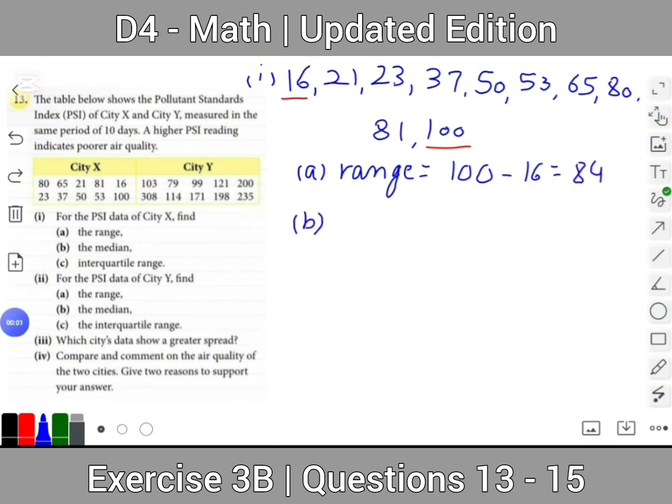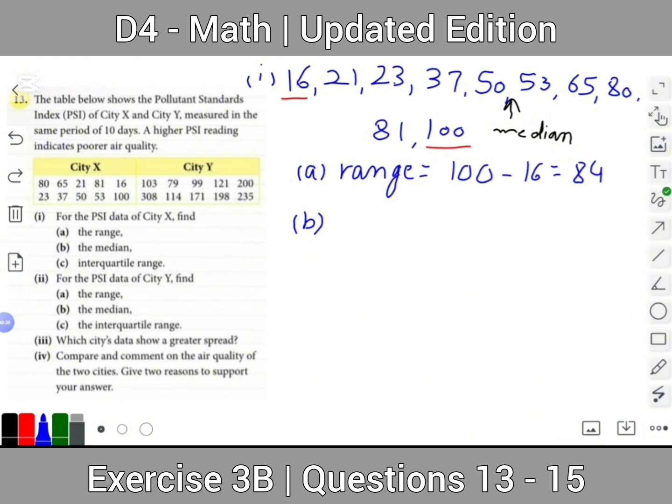Now for part B, we have to find the median for city X. First we have to check the number of data set values. Since the data set values are even in number, the median will be the mean of the two middle values of the data set. The two middle values are 50 and 53, so the median lies somewhere between the two middle values.